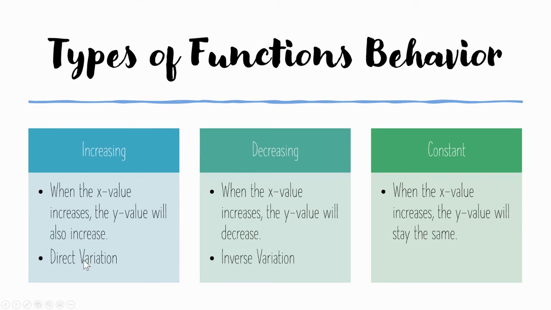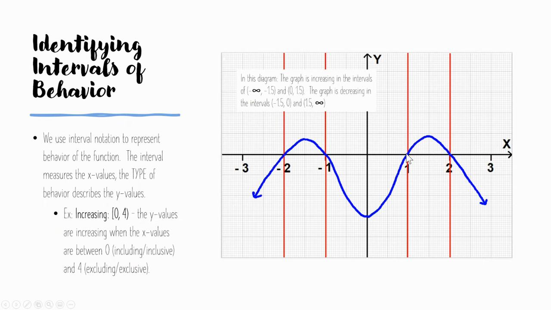And then you might remember someone talking about direct variation. If you don't, we'll come back to that. Decreasing: when the x value increases, the y value decreases. Inverse variation. And then you have constant: when the x value increases or decreases, the y value will stay the same. So what do I mean by that?